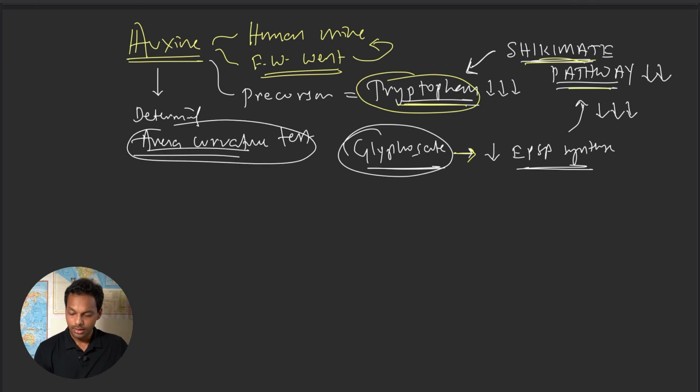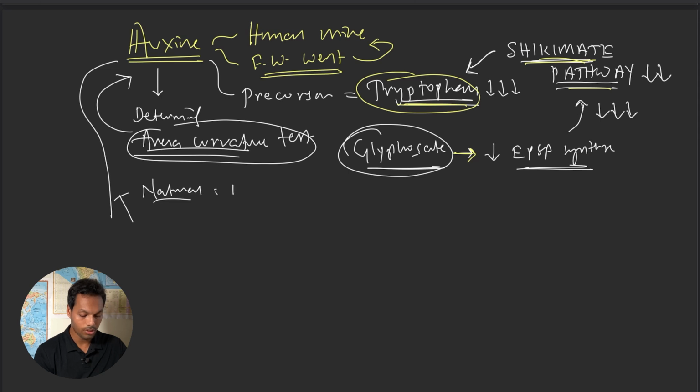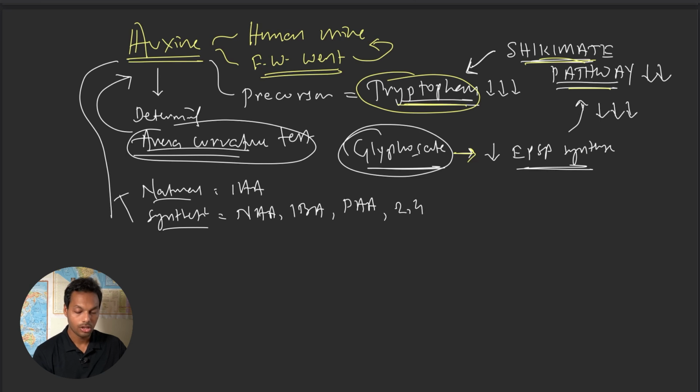Then some are natural auxin and some are synthetic auxin. If we see natural auxin, only indole 3 acetic acid, that is IAA, is the only natural auxin. Then synthetic auxins are NAA, IBA, indole butyric acid, PAA, then 2,4-D. NAA, IBA, PAA, 2,4-D, these are called synthetic auxins.